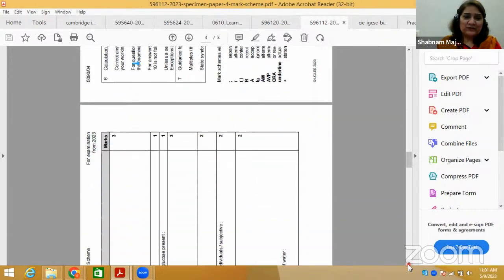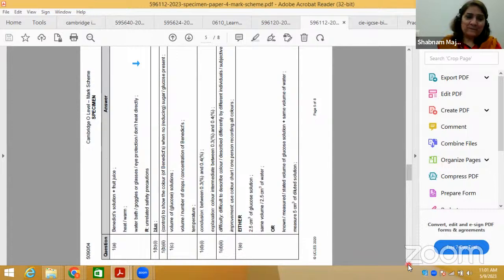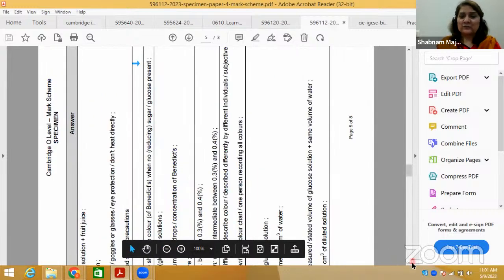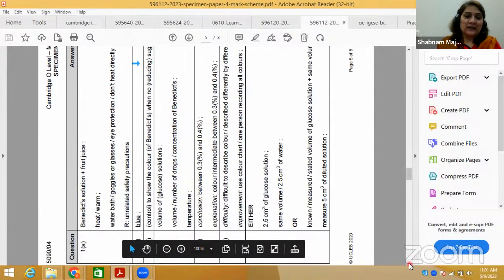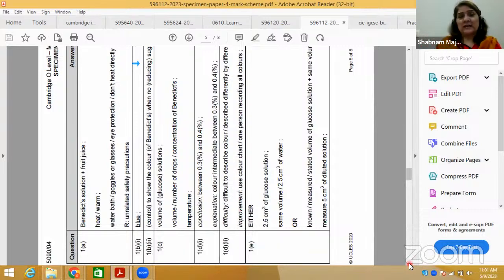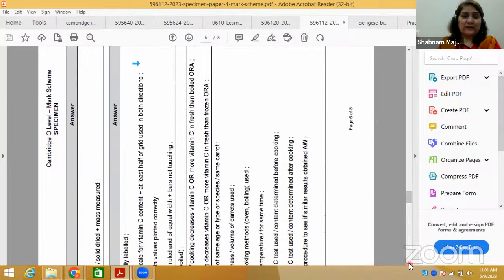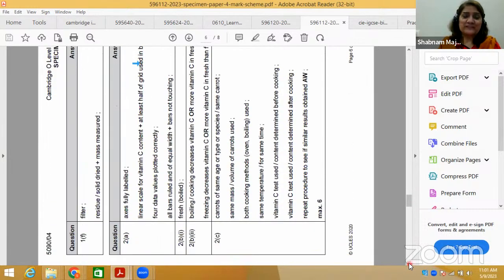आपका जो क्वेश्चन ये जो फर्स्ट था, बेनेडिक्ट सॉल्यूशन, फ्रूट जूस, आपने उसको फ्रूट जूस, उसके बाद हीट और यू नो वार्म, और वो आपने किया. एंड देन वाटर बाथ, यू नो गॉगल्स यू यूज, आई प्रोटेक्शन के लिए आपने, और वो जो है अनरिलेटेड सेफ्टी प्रिकॉशंस, ब्लू कलर क्या है, कंट्रोल, ये सारा कुछ. तो इसमें तो कोई आई डोंट थिंक सो, आई नीड टू गो थ्रू इट, बिकॉज यू मस्ट हैव गॉन थ्रू. वैसे भी आपको बेसिक्स आई हैव टोल्ड.